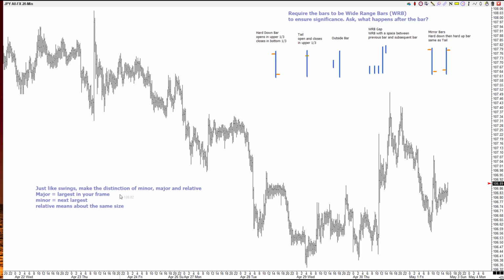Just like swings, make the distinction of minor and major. Major is the largest in your frame, meaning the largest hard down, hard up, the largest tail, the largest gap, the largest set of mirror bars. Minor is the next largest. Now you don't have to find all of these. If you want to, you can just look at tails. And what you'll see is you'll find the largest, and it'll be an agenda. It'll be just like swings. You'll see they relate to each other. Relative means about the same size.